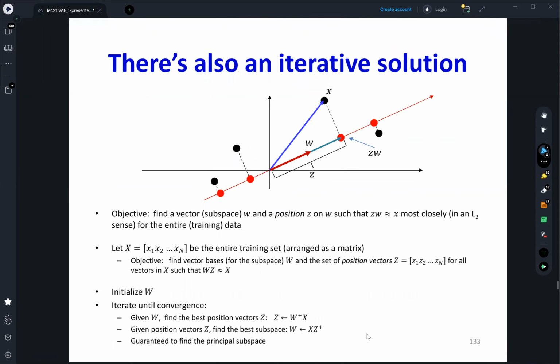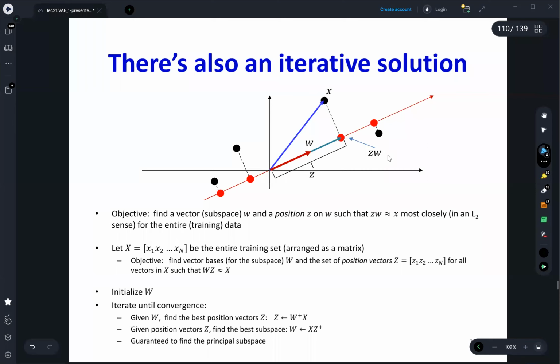But then there's also an iterative solution. For example, here's what I can do. There are two different things that we are doing when we're trying to perform PCA. In the first step, the first thing that we're trying to find is the direction of the principal subspace. And the second thing that we're trying to find is where on the subspace does each data point project to. So there are two things over here.